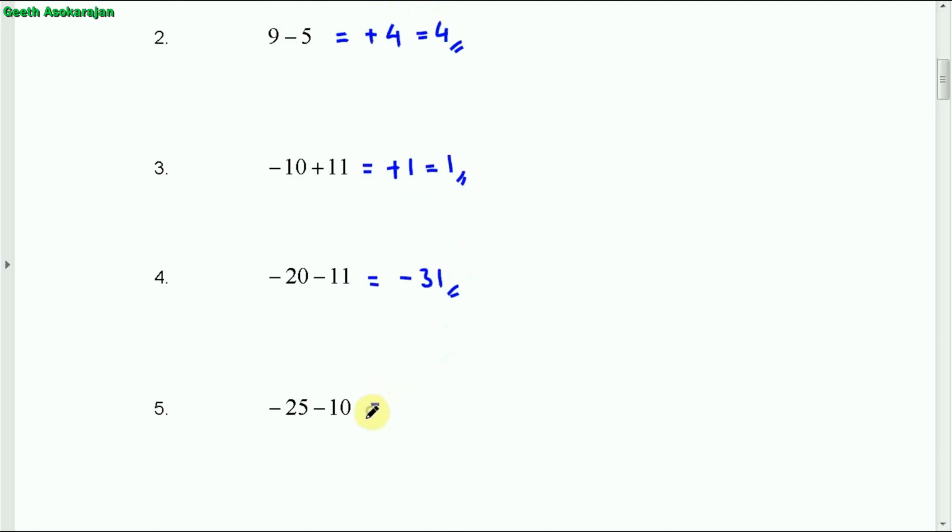Another one, -25 -10. These two numbers again have the same sign, a minus in front of the 25 and a minus in front of the 10. So remember the trick: add the numbers. 25 plus 10 is 35, and add the common sign in front. The common sign is minus, so -35.